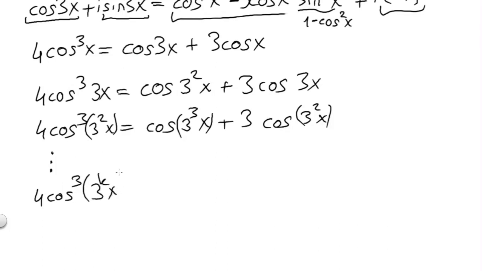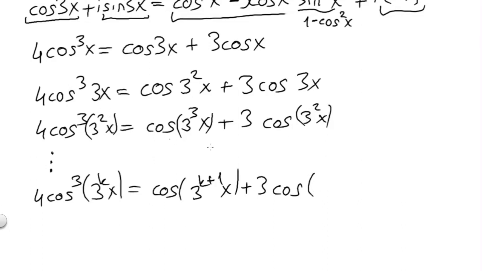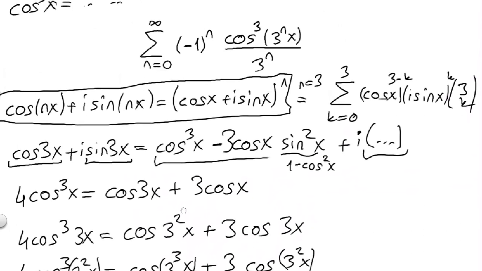x. This is just gonna be cosine. So this thing is just 1 power more. If I go from 2 to 3, it will be just 3 to the k plus 1 x plus 3 cosine. And this thing is just the same, so this is just 3 to the kx. Okay, cool. So now let's look at our series again.